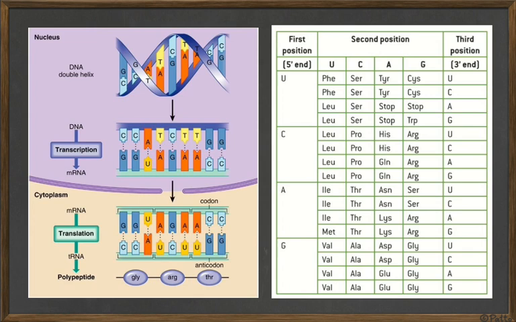For example, the one that I like a lot: first position U, second position U, third position C, UUC, codes for phenylalanine. And AAA, so A in the first one, A in the second one, A in the third one, codes for lysine, and so on. So basically, if we get the three letters with this table, we can find out which amino acid is going to be put over there.